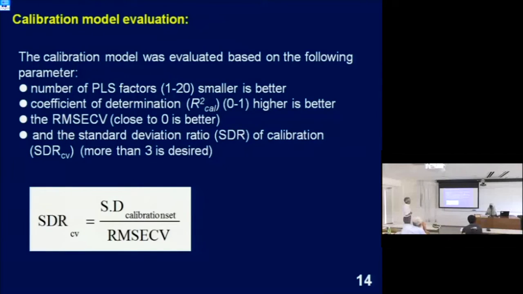You don't need brackets for SDR of calibration, then SDR CV. No need to write it two times here. Yes, here too. So much. Anything else? Okay, next.